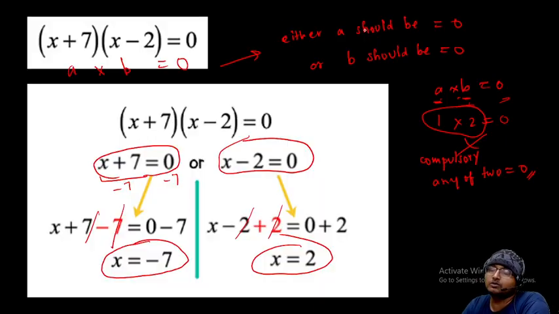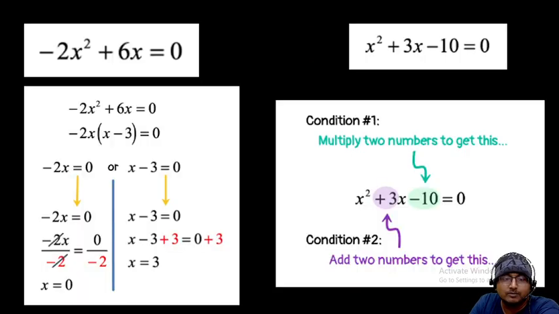So like that you can do it in any method. Either you take individual values, a equals 0 and b equals 0, and find alpha, beta, or by comparing with the standard form you can also find. Any way you can find. So one more example we will see. This is the example he has given.